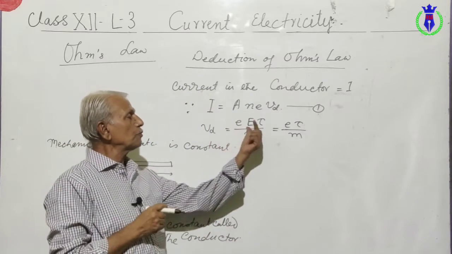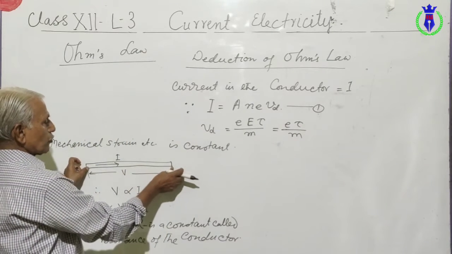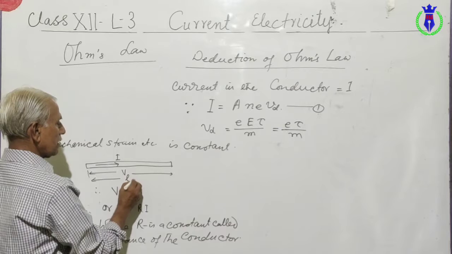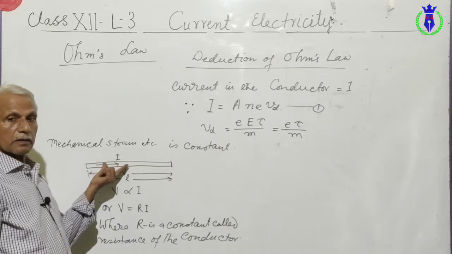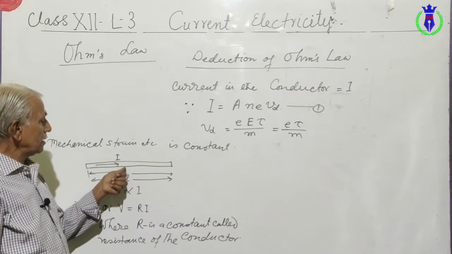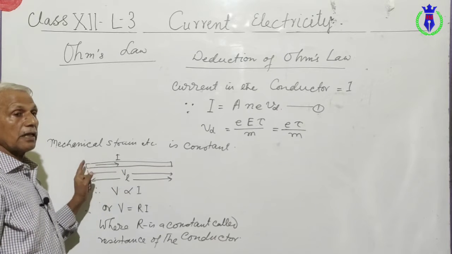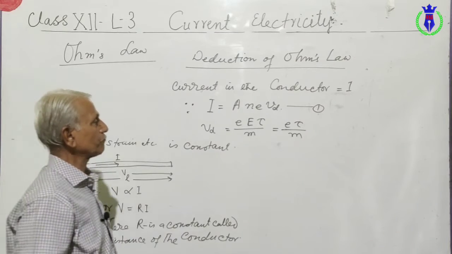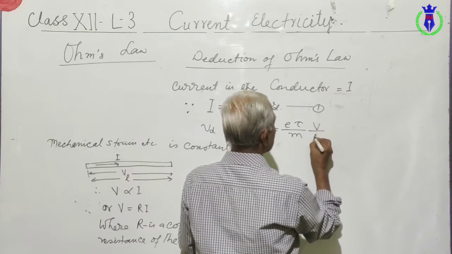Electric intensity is equal to V upon L. If V is the potential difference across the conductor and L is the length of the conductor, then the electric field in the conductor is equal to V upon L. V upon L is electric field. If the potential difference of any conductor is V and the length of the conductor is L, then the electric field in the conductor is V upon L. So E is equal to V upon L.